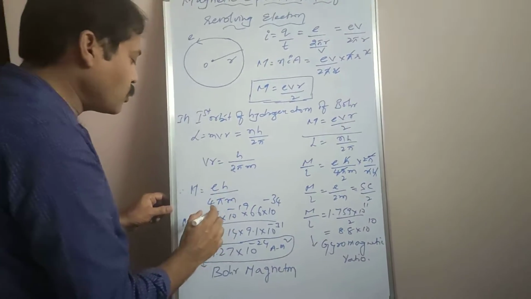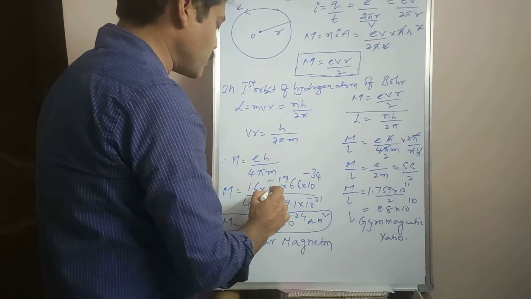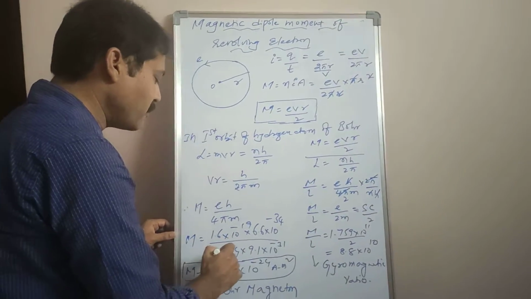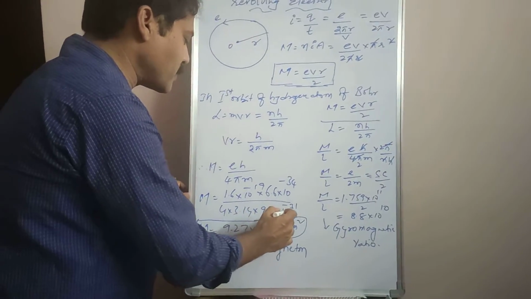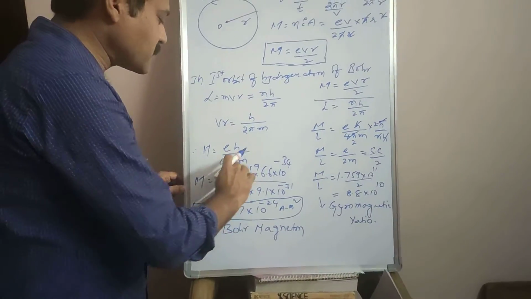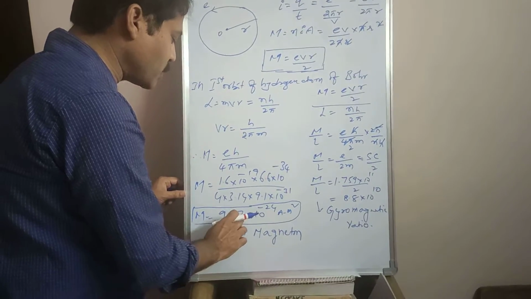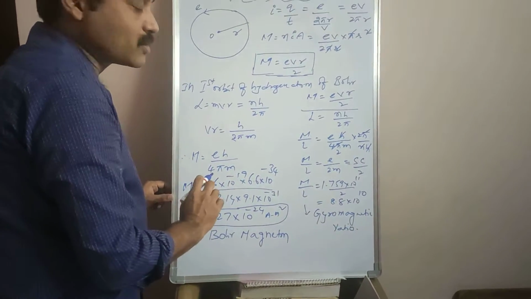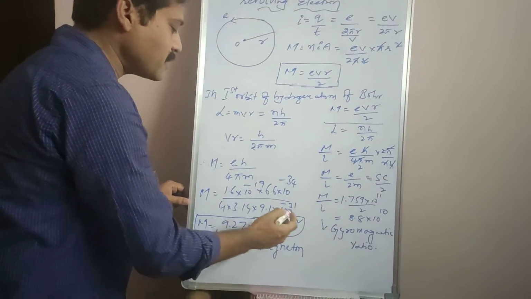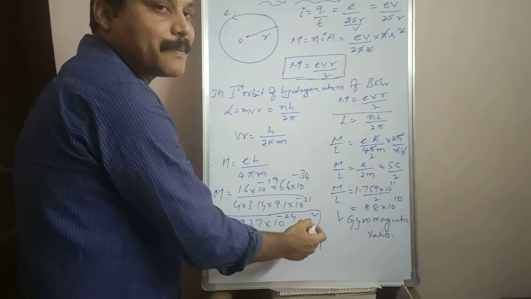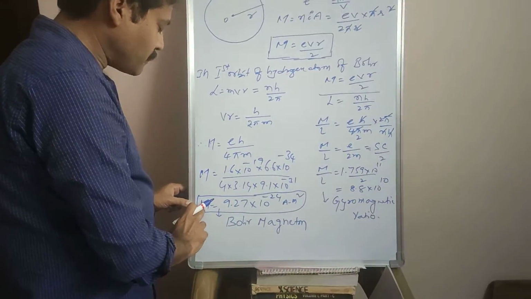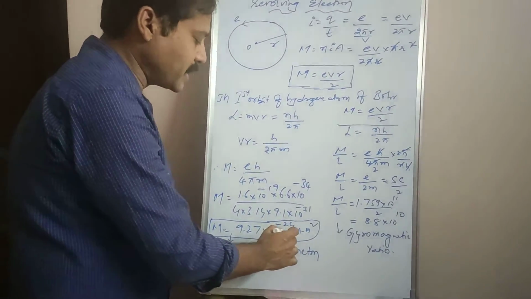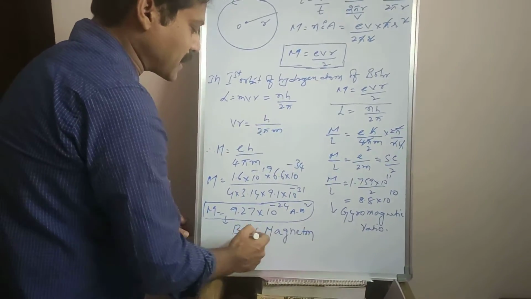Now taking the charge of the electron as 1.6 into 10 power minus 19, h as 6.6 into 10 power minus 34, divided by 4 into 3.14 into 9.1 into 10 power minus 31. After simplifying, you will get 9.27 into 10 power minus 24 ampere meter square. So the magnetic dipole moment of an electron is represented in ampere meter square. Therefore capital M is equal to 9.27 into 10 power minus 24 ampere meter square. This is called the Bohr magneton.